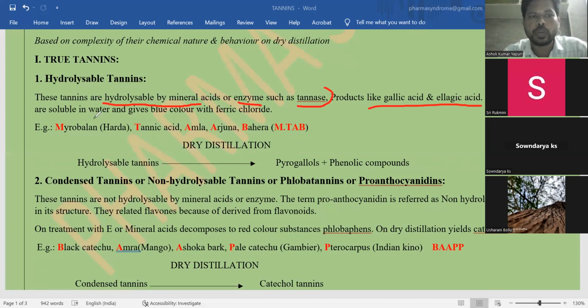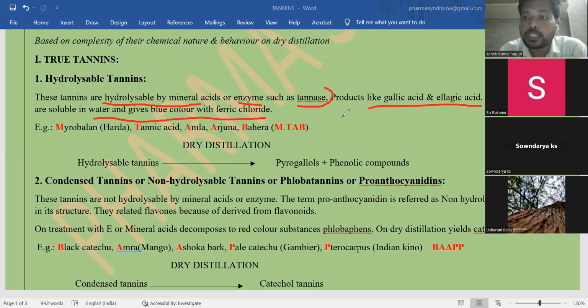And generally they are soluble in water and give a blue color with ferric chloride. So on treatment with ferric chloride, they give a blue color. So what are the examples of these true tannins, especially hydrolyzable tannins? Based on this also they will ask the question. So what are the examples of hydrolyzable tannins?